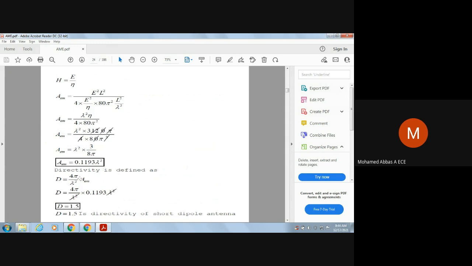Now you know the formula for directivity. Directivity D is equal to 4 pi by lambda square into the maximum effective aperture. So the value of the maximum effective aperture is substituted, which is 0.1193 lambda square. After simplification, we can finally conclude that the directivity of the short dipole, otherwise called the Hertzian dipole, is equal to 1.5.